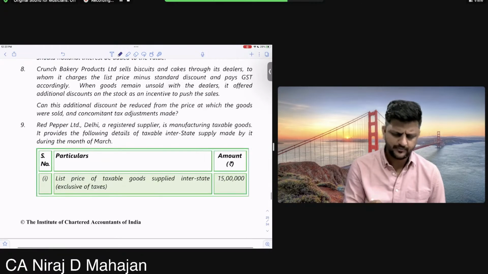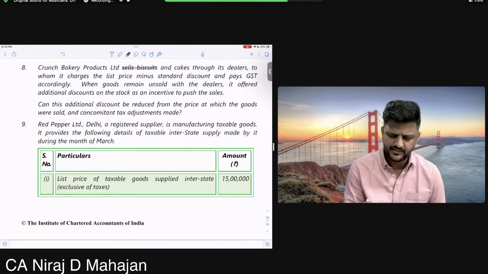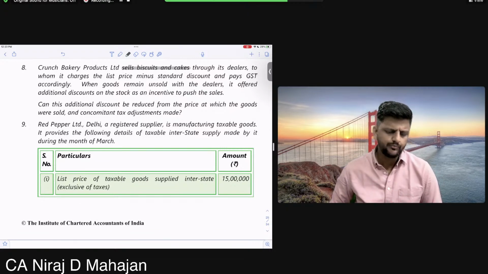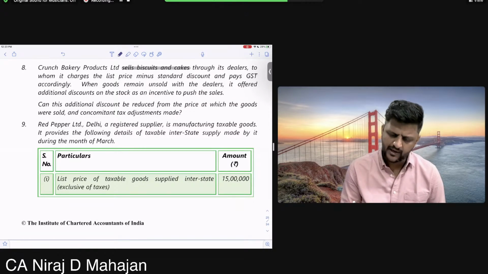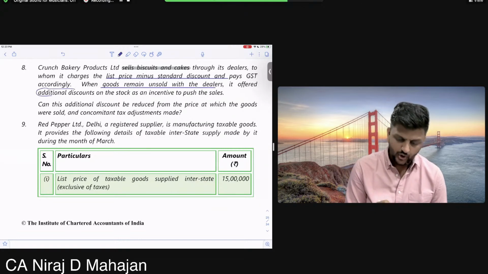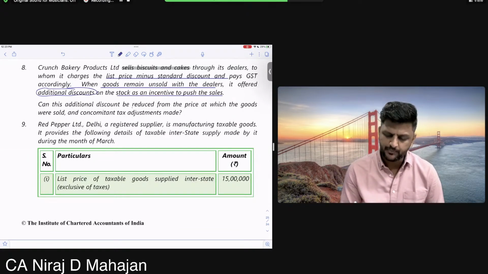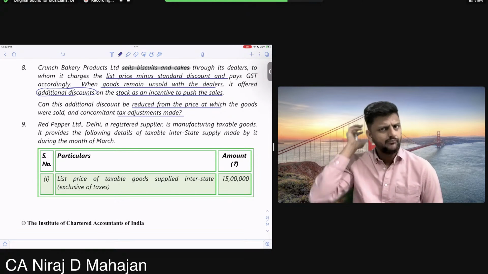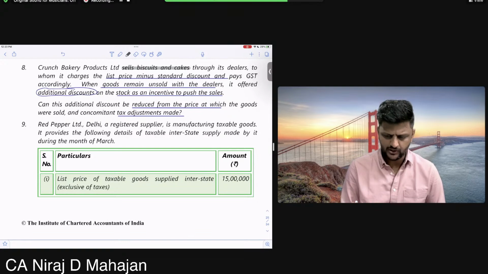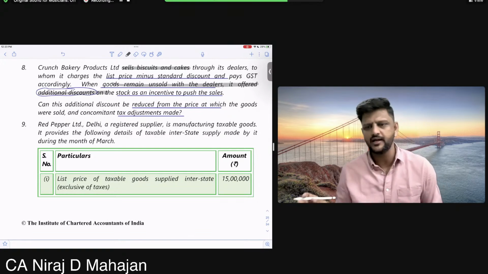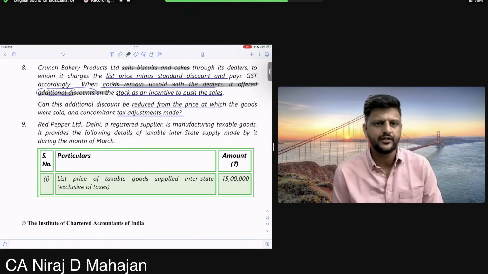Crunchy Bakery Products Limited sells biscuits and cakes through its dealers, to whom it charges the list price minus standard discount and pays GST accordingly. When goods remain unsold with the dealers, it offered additional discounts on the stock as an incentive to push the sales. Can this discount be reduced from the price at which the goods were sold, and concomitant tax, later on future tax adjustment be made? Answer is yes. Why? Because here, when goods remain unsold, it offered additional discount. So this we'll have to take as predetermined or pre-known.